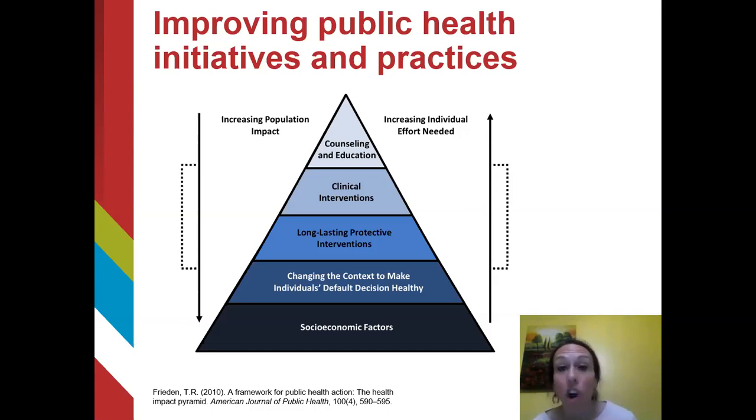We know that these are all important strategies, and if we put them all together into a more comprehensive approach, we can have an even greater impact than if we just pick one strategy over the other. But if we can only choose one strategy over the other, we should choose the ones that are farther down the pyramid. So looking at tax, or looking at the smoke-free workplace, or putting those tobacco products behind the counter.